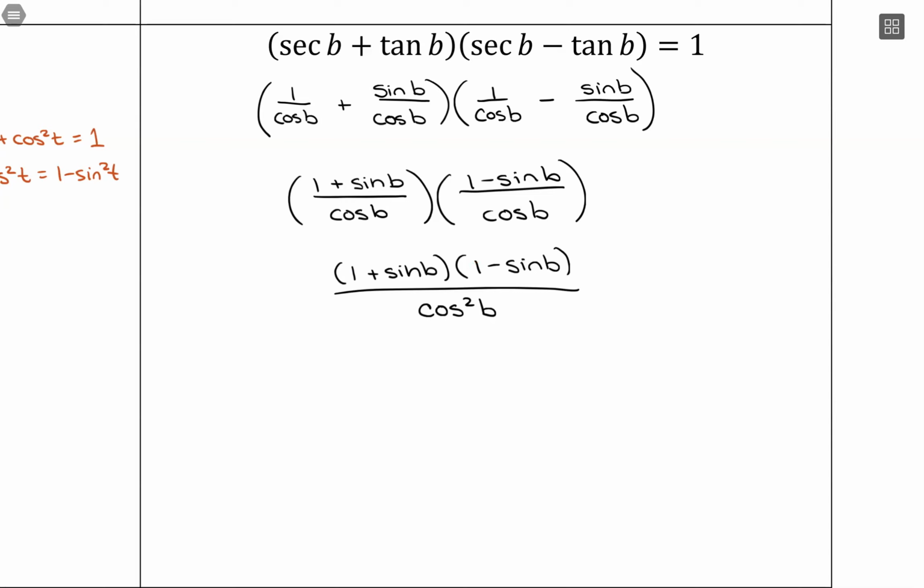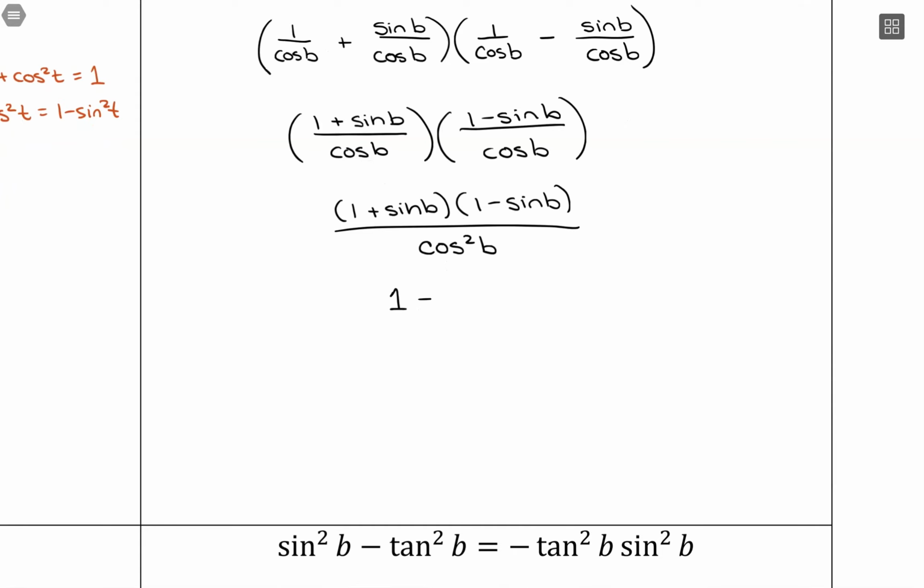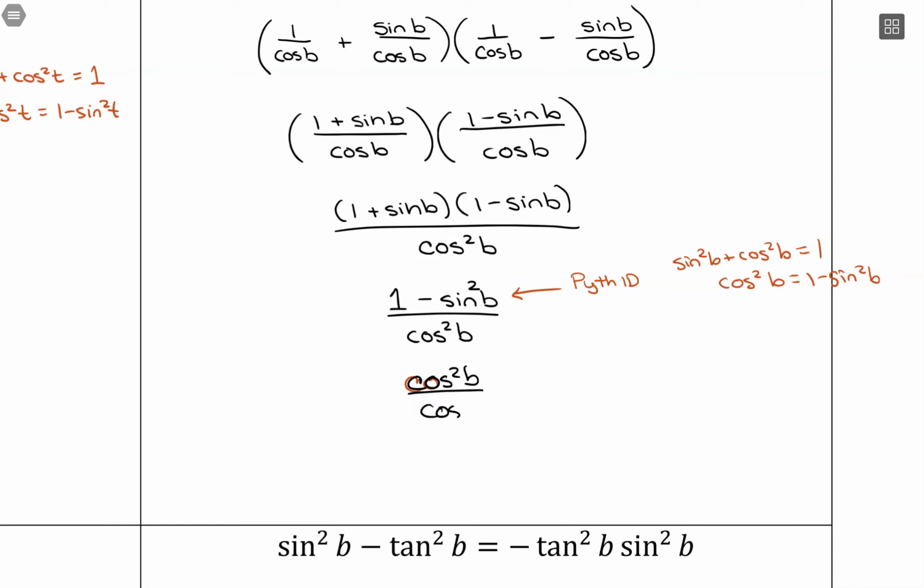Foiling, we'll have 1 times 1. The negative sine of b and positive sine of b will turn into a 0, but then you'll have minus sine of b squared. So foiling that out, you'll end up with 1 minus sine of b squared all over cosine squared. I'm seeing lots of things to do with the Pythagorean identity here. I'm going to look at that 1 minus sine squared of b, which, if we have our Pythagorean identity, is the same thing as cosine squared. So cosine squared over cosine squared is going to give us 1. There we go.